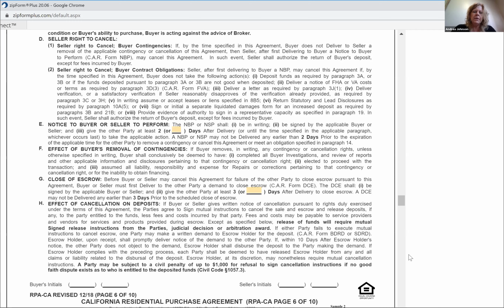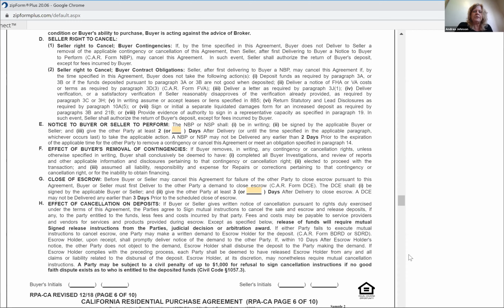Okay, seller's right to cancel. So buyer can't just hold the house hostage. Let's say, for instance, the buyer does their inspections, puts forth a request for repair. Seller has not agreed to buyer's repair request, and buyer won't cancel or sign a cancellation. And it used to be buyer could just essentially hold the house hostage. So they've improved this, giving seller rights. So seller, after first delivering the NBP, may cancel the agreement.